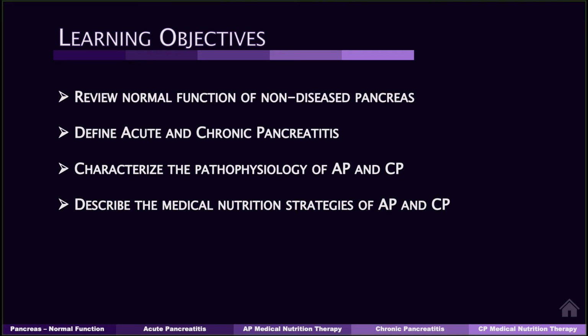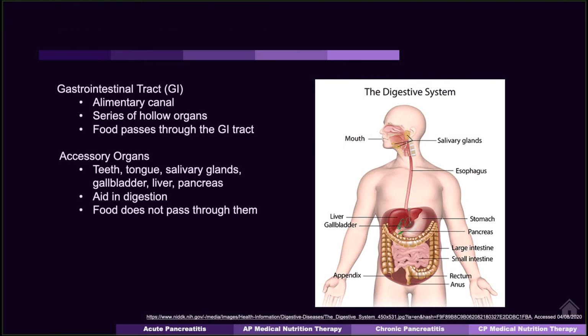Next, let's review the digestive system and how the pancreas functions within it. The GI tract is also known as the alimentary canal. It is a series of hollow organs. Food passes through the GI tract for digestion. The accessory organs of the digestive system include teeth, tongue, salivary glands, gallbladder, liver, pancreas. These all aid in digestion, but the food does not pass through them.